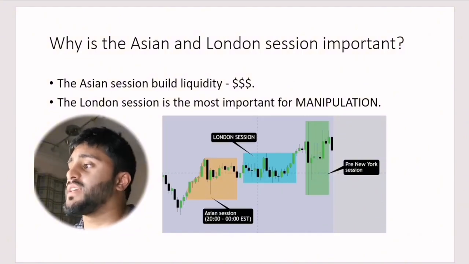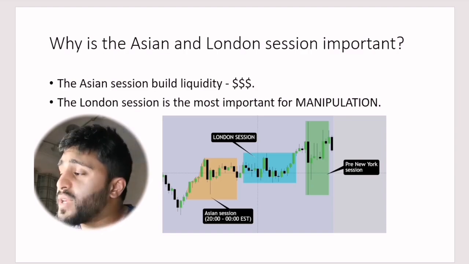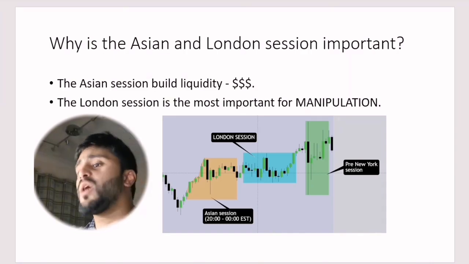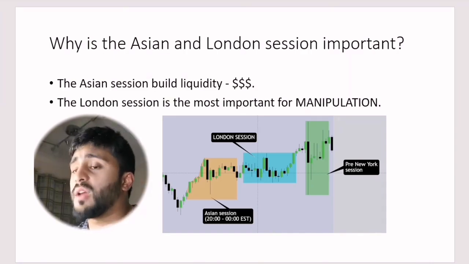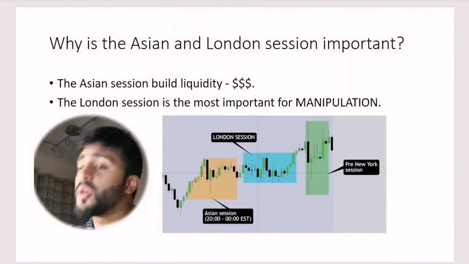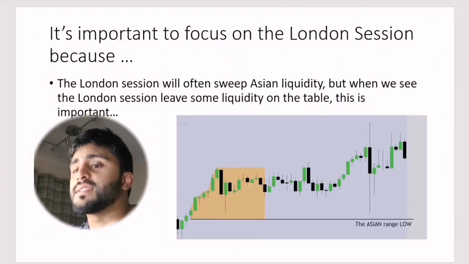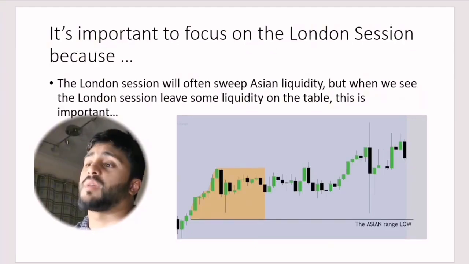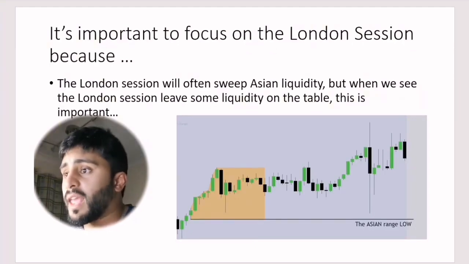The London session you can see here in blue typically was a range, and this is going to be very important. Then we see the pre-New York session. So pre-New York session is an hour before the New York opening time, or when the S&P 500 opens, which is at 9:30 a.m. Eastern Standard Time. So 8:30 to 9:30 a.m. is a very critical time if you're making a pre-market game plan.